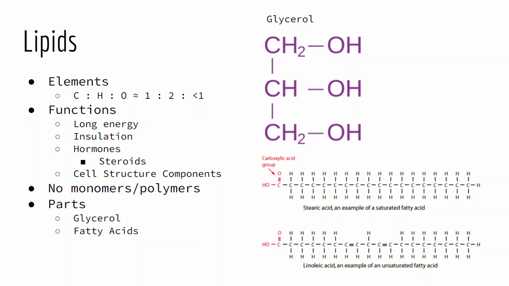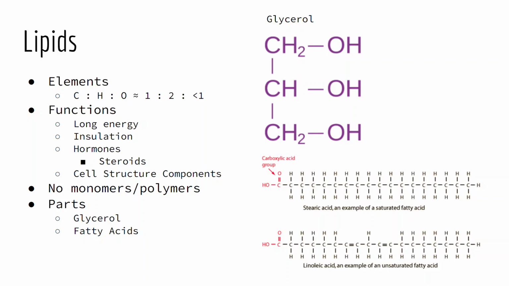Lipids have the elements carbon, hydrogen, and oxygen, just like carbohydrates, but often there are a lot fewer oxygens than carbon and hydrogen. And unlike carbohydrates, lipids are long-term energy storage because they're so big that it takes a long time for them to break down, but they also store lots of energy. And lipids are also used for insulation, just like the fat that we have in our bodies. It helps warm us up.